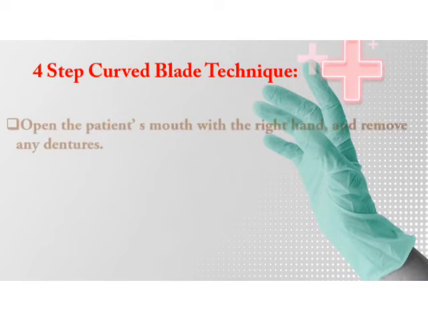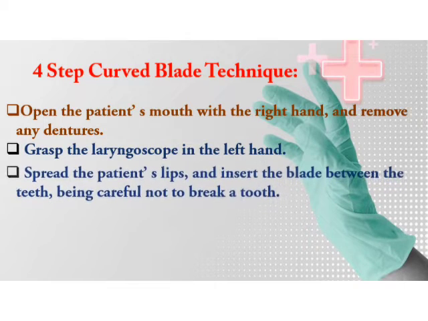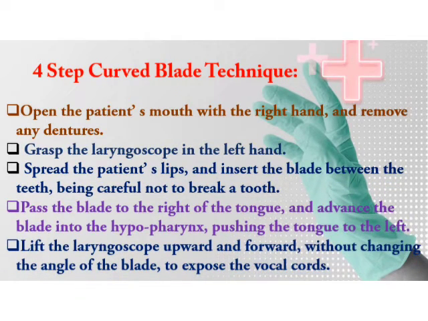After positioning of the head, the following steps are performed. Open the patient's mouth with the right hand and remove any denture. Grasp the laryngoscope in the left hand. Spread the patient's lip and insert the blade between the teeth, being careful not to break a tooth. Pass the blade to the right of the tongue and advance the blade into the hypopharynx, pushing the tongue to the left. Lift the laryngoscope upwards and forward without changing the angle of the blade to expose the vocal cord.